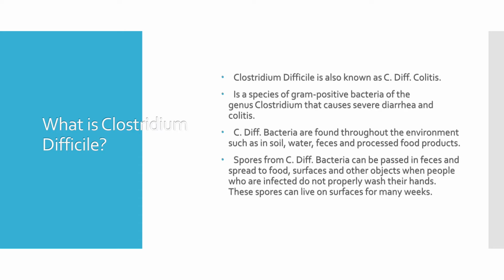C. diff bacteria are found throughout the environment, such as in soil, water, feces, and processed food products. Spores from C. diff bacteria can be passed in feces and spread to food, surfaces, and other objects when people who are infected do not properly wash their hands. These spores can live on surfaces for many weeks or even months.